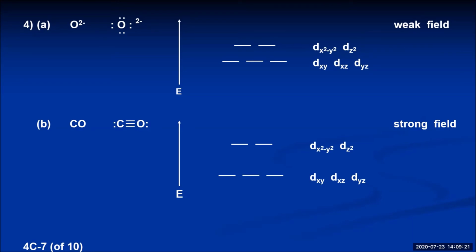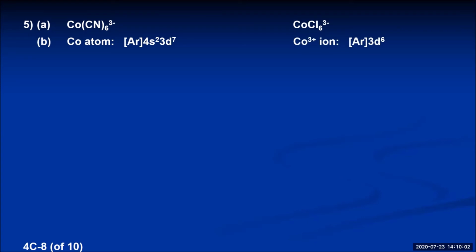Number 5, answer the following concerning the complex ions hexacyanocobaltate 3 and hexachlorocobaltate 3. A says give the formula for each complex ion. First one should be Co(CN)6 3 minus. Second one should be CoCl6 3 minus. B, give the electron configuration of the cobalt ion in each. First, a cobalt atom, from the periodic table, is [Ar] 4s2 3d7. And because both of these have a cobalt positive 3 ion in them, because their name says cobalt 3, you remove 3 electrons, leaving 6 electrons in the d sublevel.